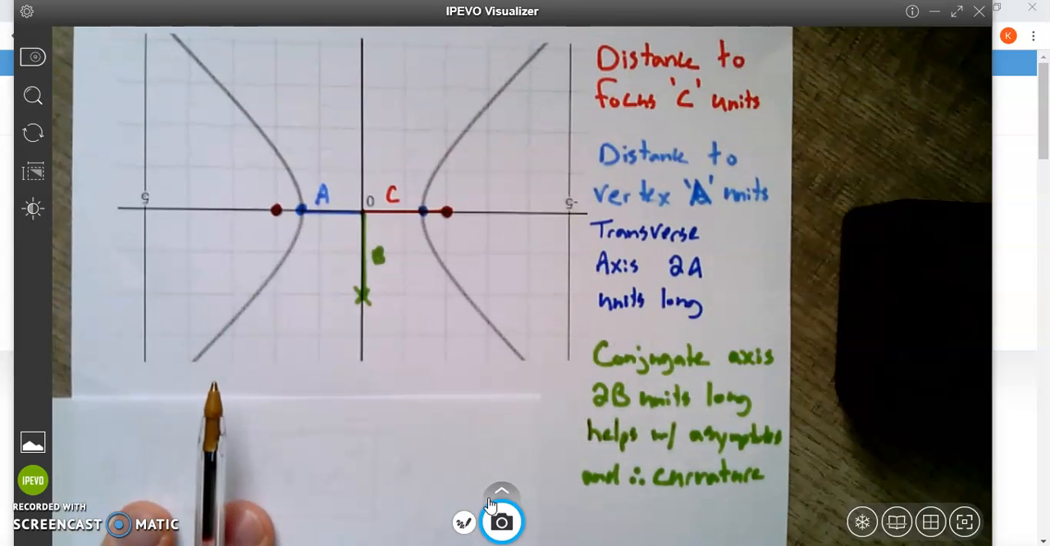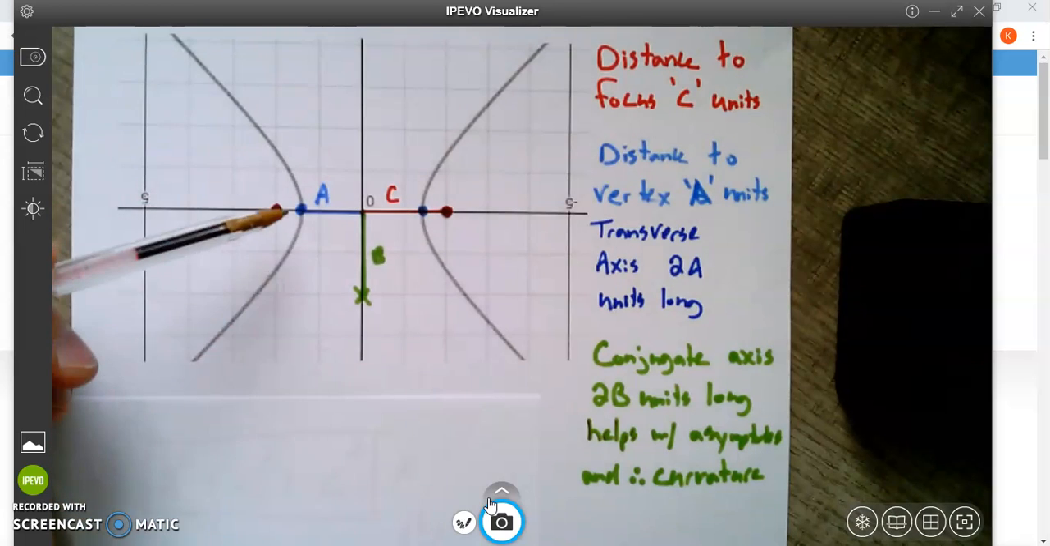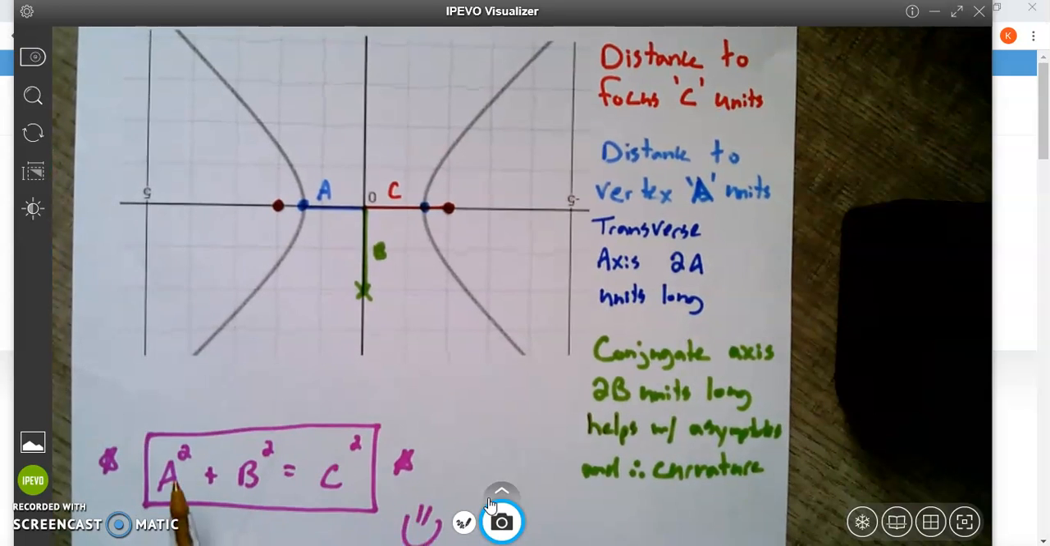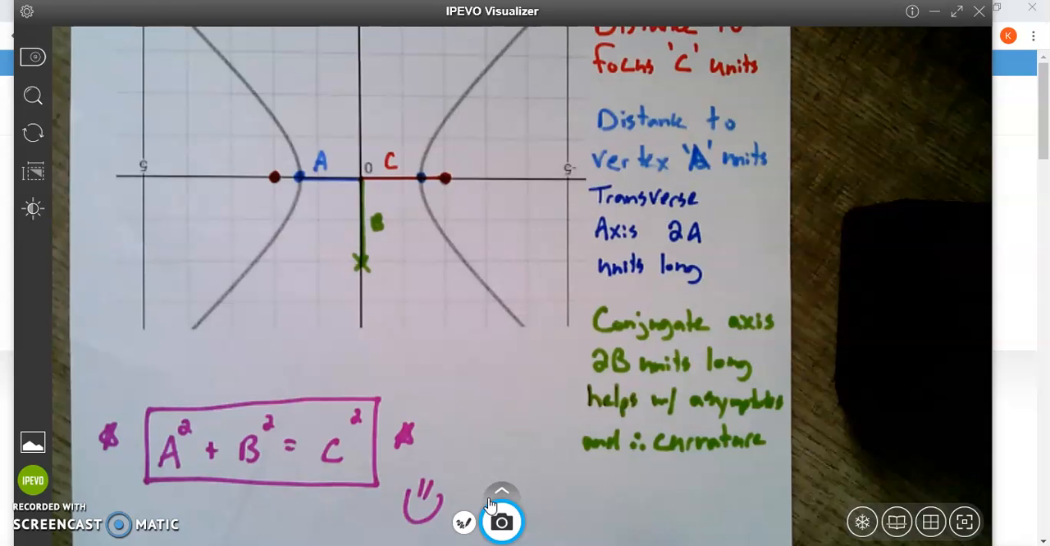So we have A, B, and C. On an ellipse, remember, it was a non-Pythagorean relationship that related all 3 of these distances, but this time it is just the Pythagorean theorem. So depending on the problem, maybe you have to do some work to get A, and I give you C, and you have to find B. Or I give you A and B, and you have to find C. So these are all interconnected, and it's going to feel like ellipses.